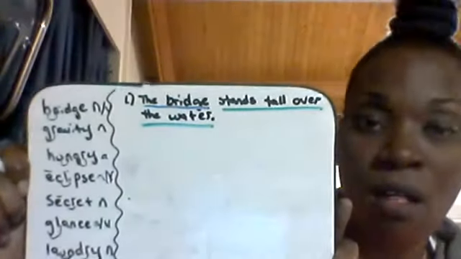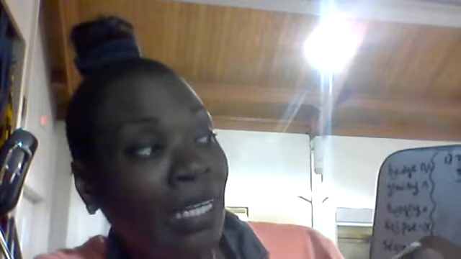Okay. So in our first sentence, we're using bridge as a noun. All right. And it means the bridge, and it says the bridge stands tall over the water. Okay? So now in this sentence, the subject is the bridge because the bridge is what the sentence is all about. Now, the predicate tells you what the subject is doing. So if you do not have a subject and a predicate, it is not a complete sentence.